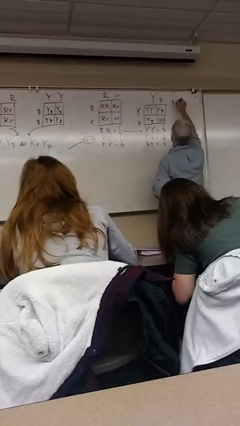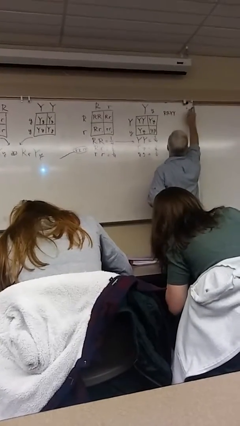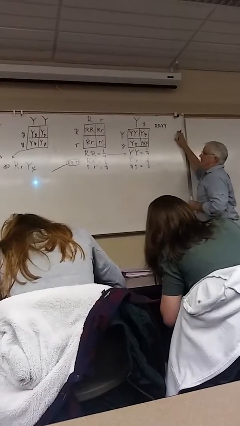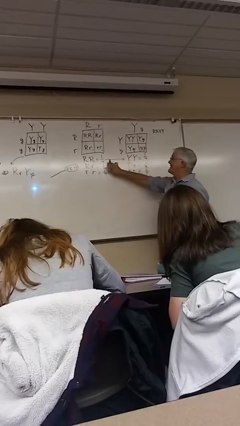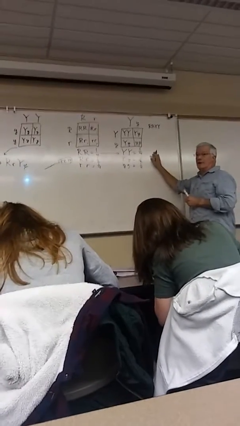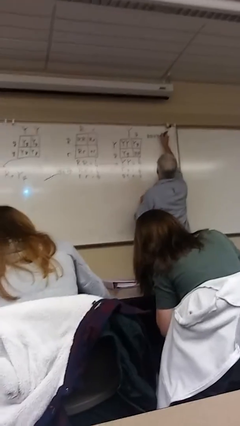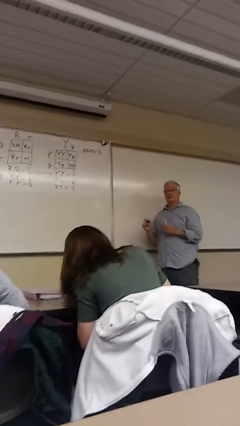Big R, big Y, and what is the answer to our question? 1/16. You get 1/16, right? Because we're multiplying the odds of getting this and that. And when you "and," you multiply. So that equals 1/16. Let's make sure everybody is okay with that one part.